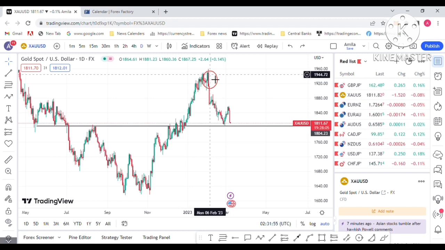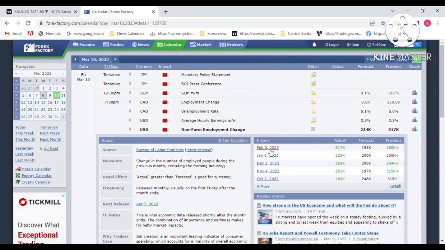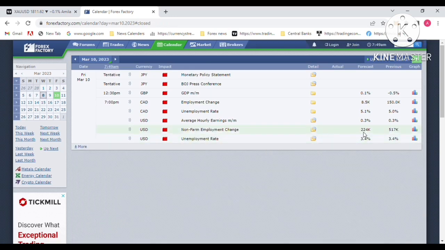So economic data is very important for the US dollar and very important to the gold chart behavior. You can see what happened to the gold chart with last month's NFP data. So you can forecast for next Friday. I would like to tell you my forecast for your gold trade, where 224k is the forecast figure.